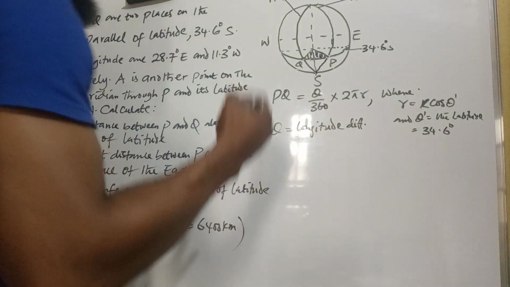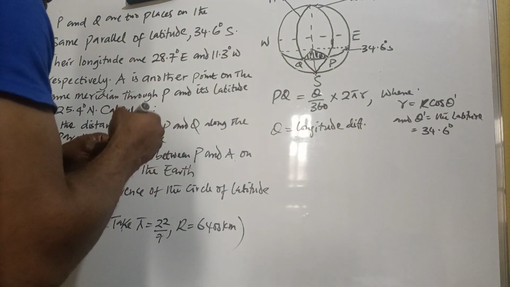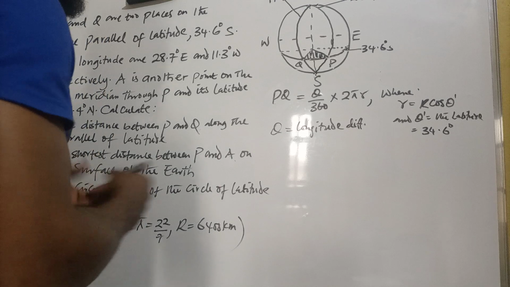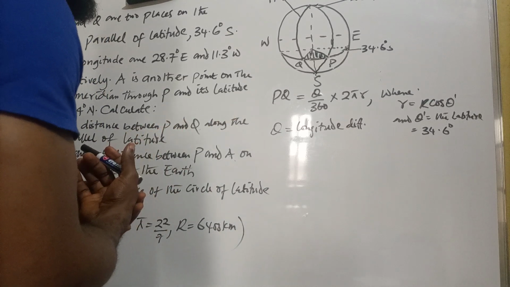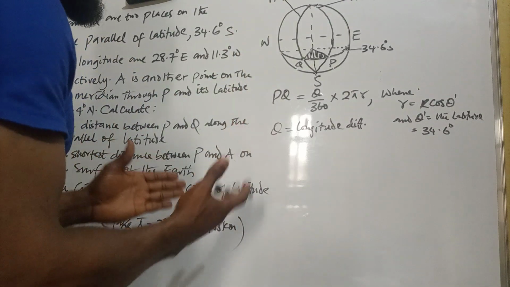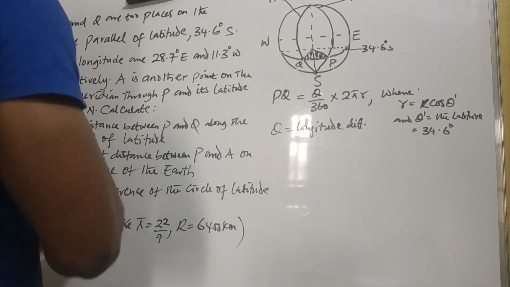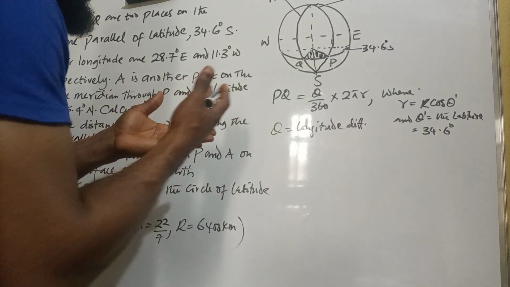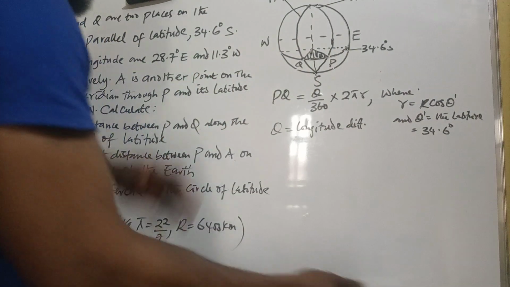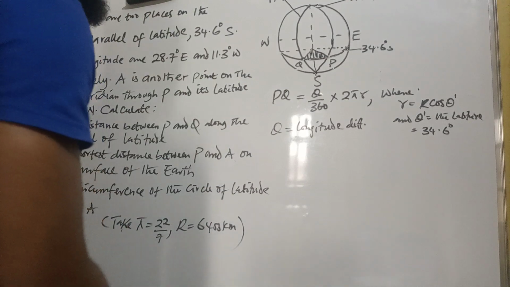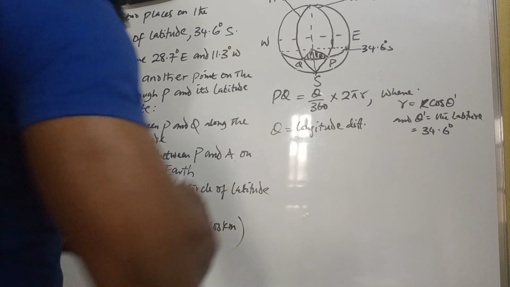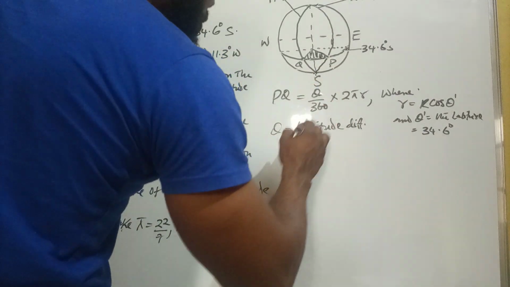Since the longitudes are on opposite sides of the Greenwich meridian, we add the longitudes together to get the longitude difference. But when both longitudes are on the same side, either the west or the east, we subtract to get the longitude difference. In our case, they are on opposite sides of the Greenwich meridian. One is on the east and the other is on the west, so we add to get the longitude difference.